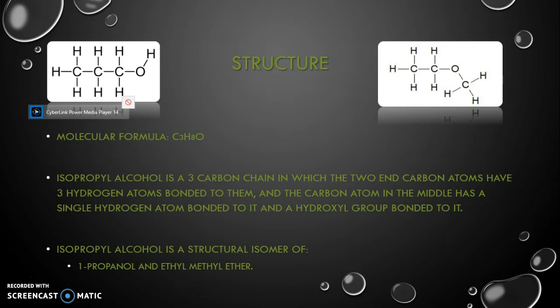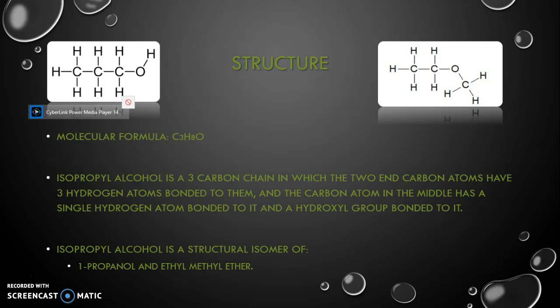The 3 carbon atoms of isopropyl alcohol are bonded together in a 3-carbon chain. The 2 carbon atoms at each end have 3 hydrogen atoms bonded to them, and the carbon atom in the middle has 1 hydrogen atom bonded to it and 1 hydroxyl group bonded to it.